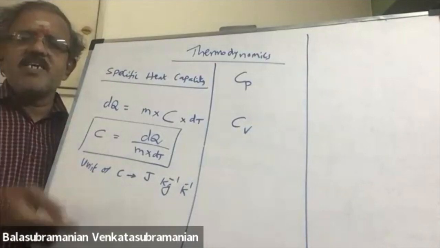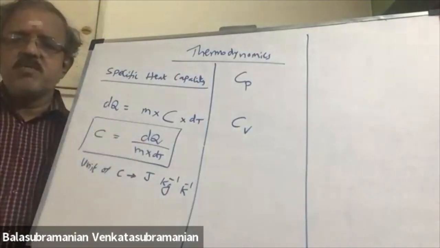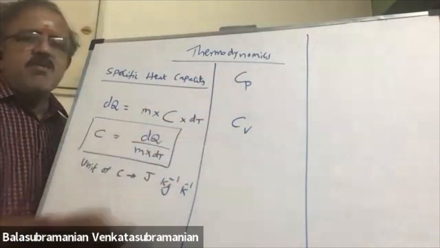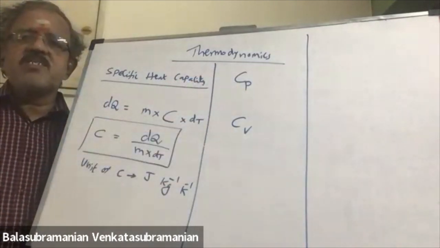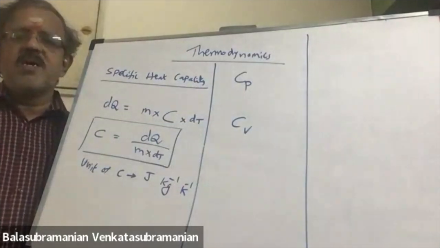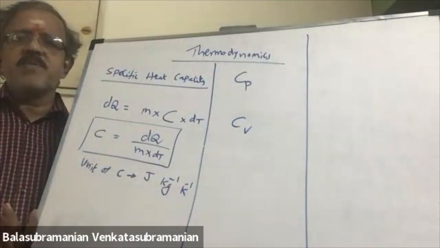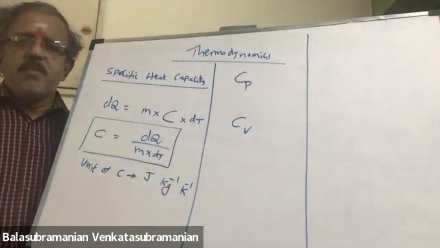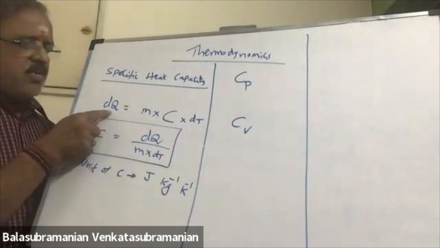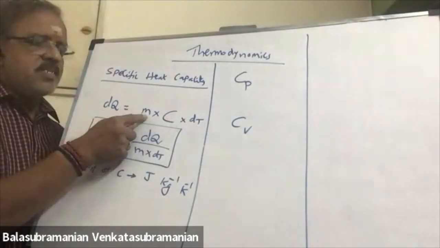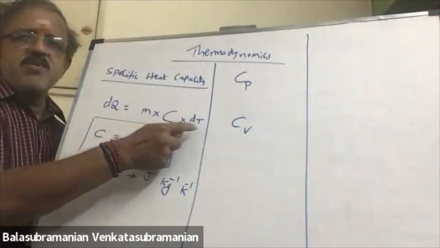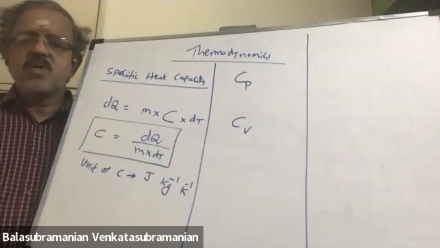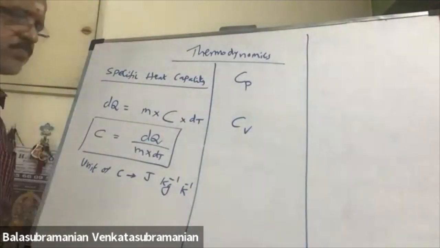Same definition at constant volume. Molar specific heat capacity at constant pressure. Molar specific heat capacity at constant volume. Basic formula: dq is equal to mass into specific heat into difference in temperature. Okay, fine.